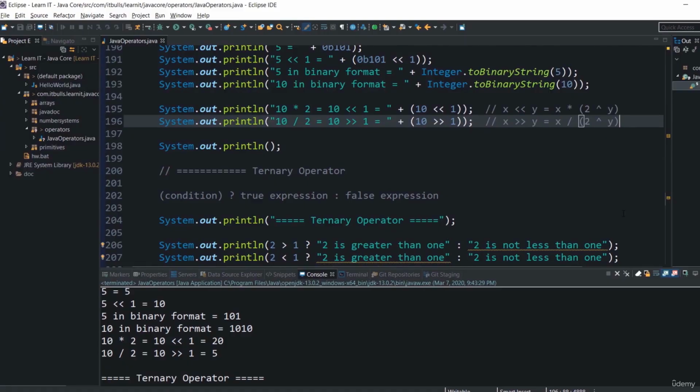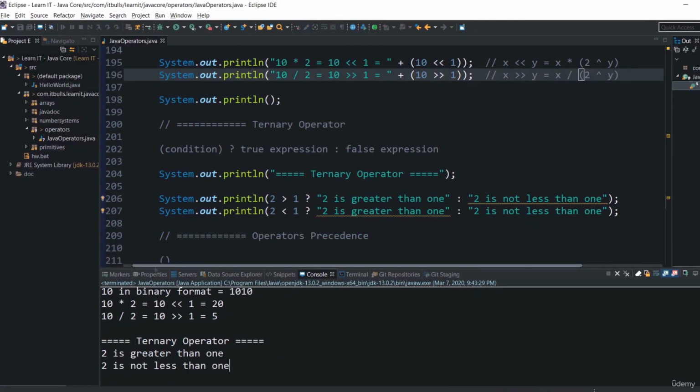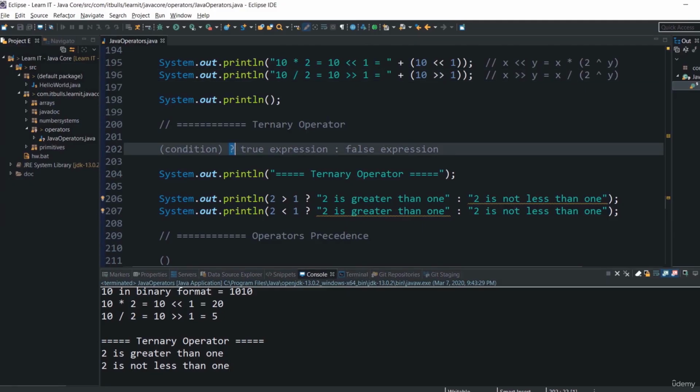And last but not least, the operator for today is the ternary operator. This operator works with 3 operands. This is a conditional operator which can help us to write if-then-else statements. Let's have a closer look at how it works.